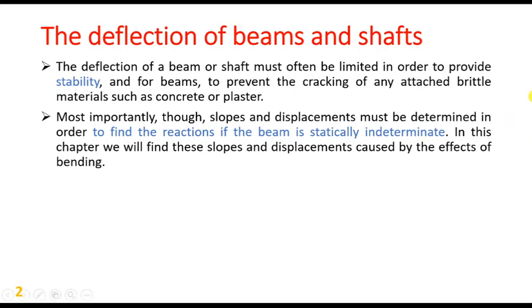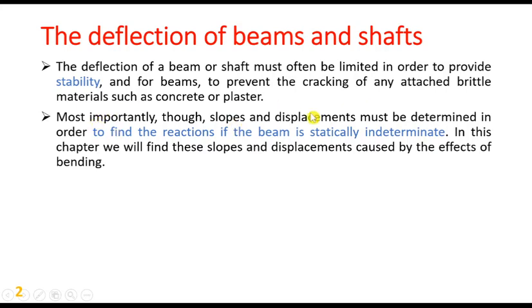The deflection of a beam or shaft must often be limited in order to provide stability. So it is important to provide stability of the beam, and for beams to prevent the cracking of any attached brittle material such as concrete or plaster. So if some brittle material is attached to the beam, these deflections are important, and we have to limit them so that the brittle material does not get destroyed.